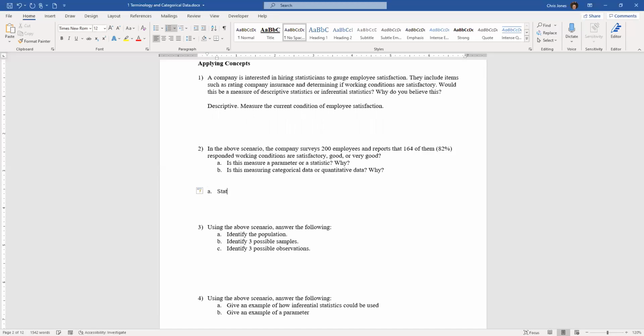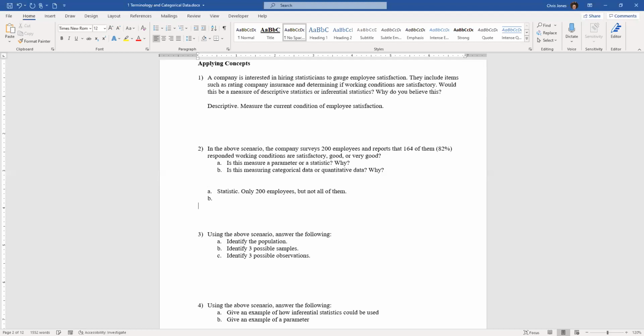All right, so hopefully you thought about it. This is a statistic. The reason it's a statistic is because the company surveyed 200 employees. Right? So this is a statistic, and we only studied 200 employees, but not all of them. That's why it's going to be a statistic. Now, if the company only had 200 total employees, then it would be a parameter. So it absolutely has nothing to do with the 164, but it does have something to do with the fact that there's 200 employees and it doesn't say that it's all the employees.